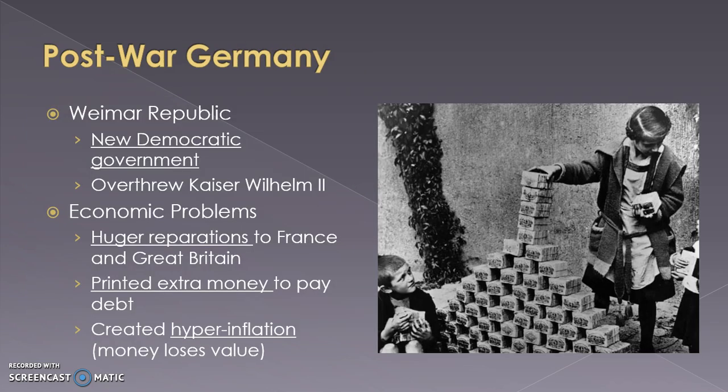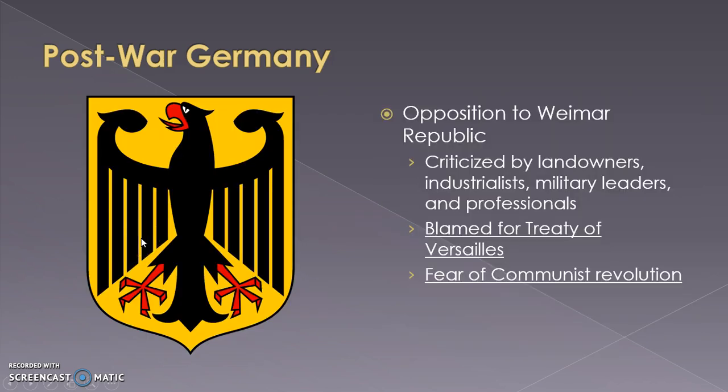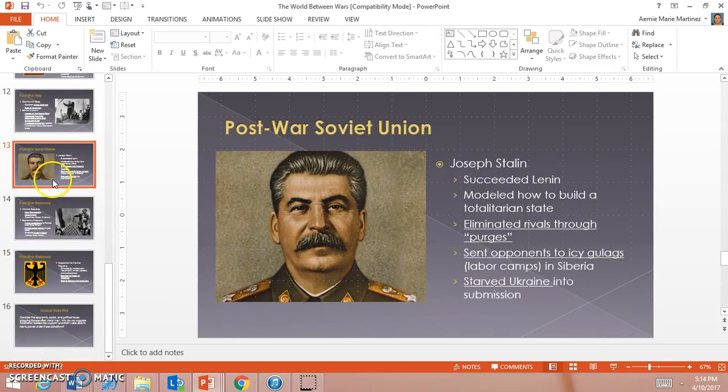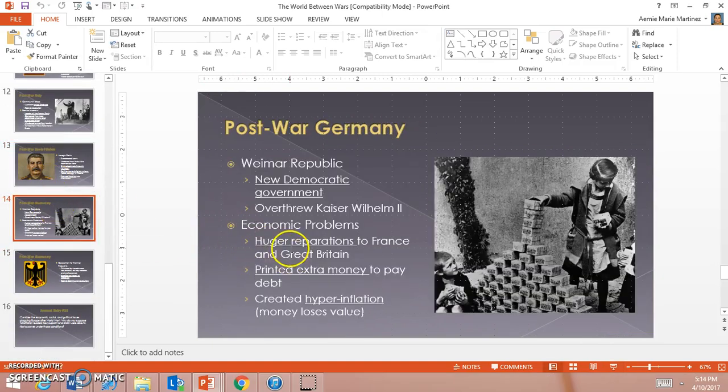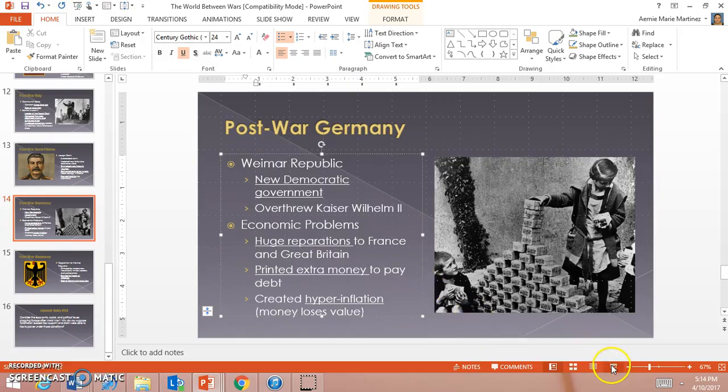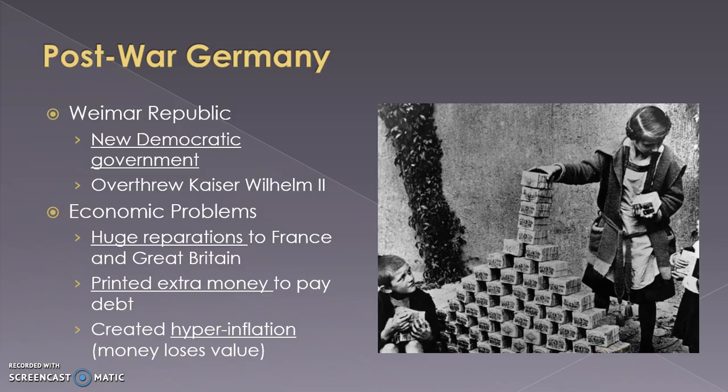Okay, so now let's talk about Germany. The Weimar Republic came to power after they overthrew the Kaiser right before the end of World War I. And under their government, we saw Germany experience a lot of economic problems. The huge reparations, let me fix that typo right there. Here we go, sorry.